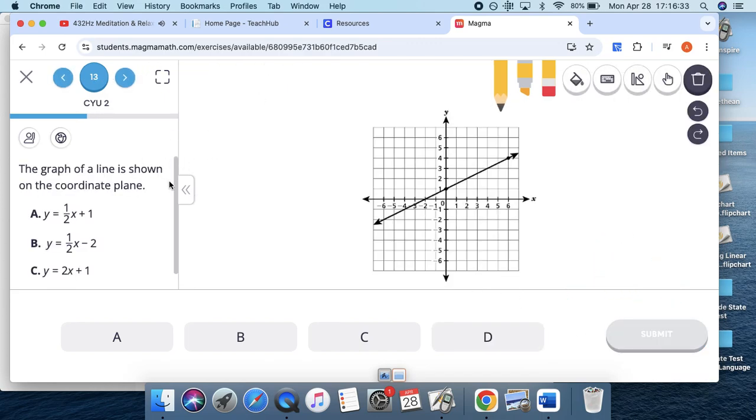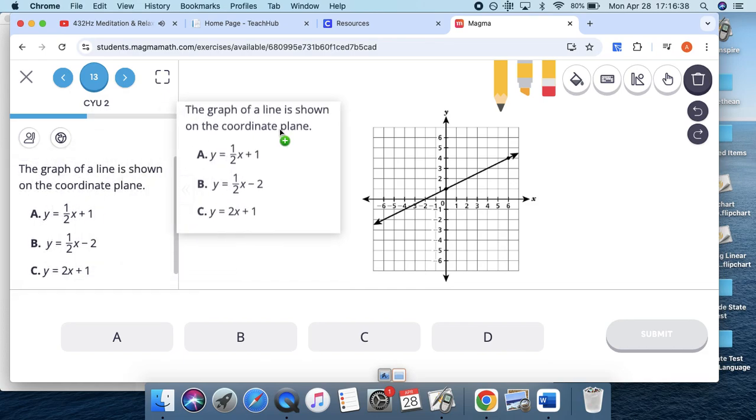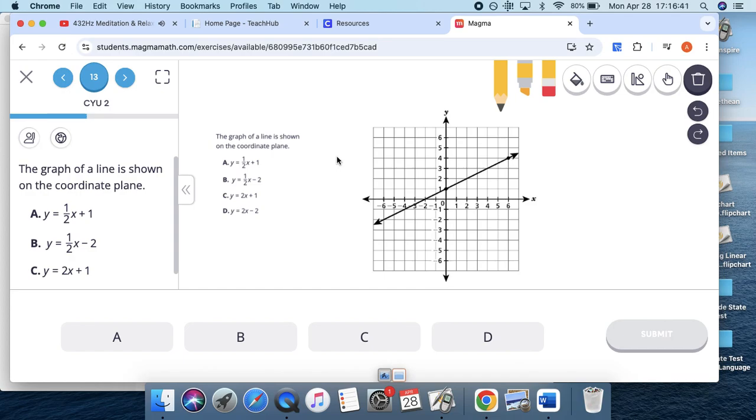13. The graph of a line is shown on the coordinate plane. Okay. I guess they want to know which of these equations matches the line. Okay, so I'm guessing that's what the question is. Well, let's start with what we know. I know that the y-intercept is 1. So y equals mx plus b. I already know what this b is. The b is positive 1 because this line crosses the y-axis at positive 1. So I know that much. So I know that d is gone, b is gone. And then I got to find the slope. Well, to find the slope, pick another point.